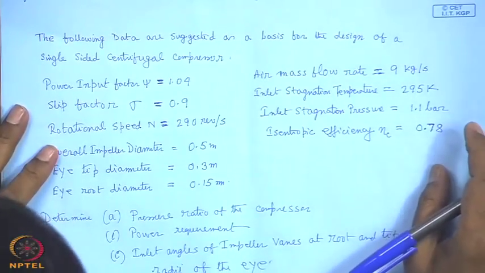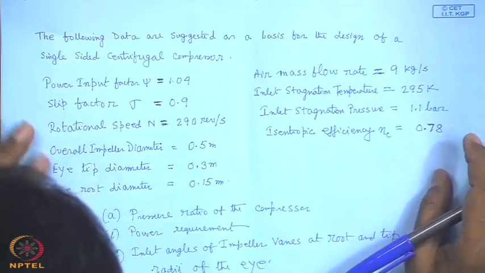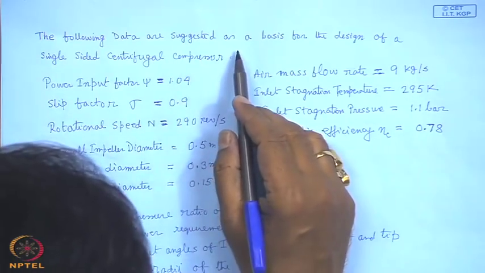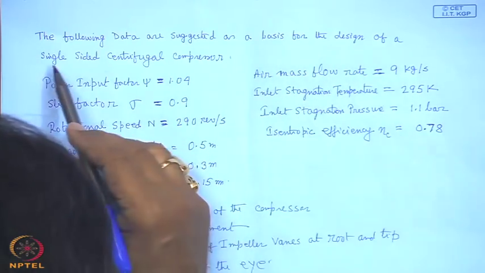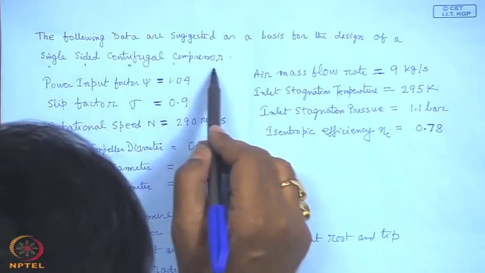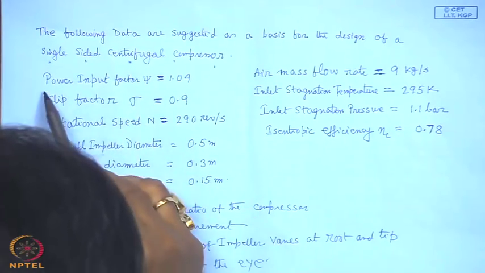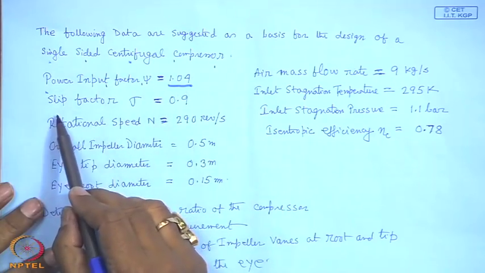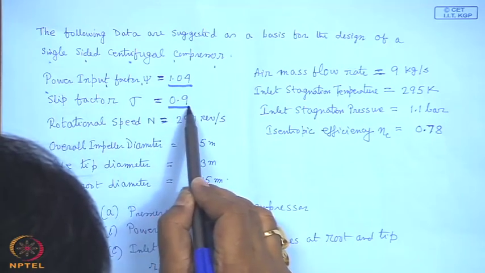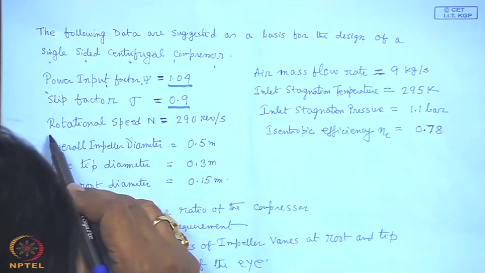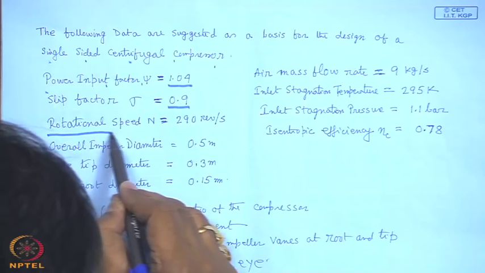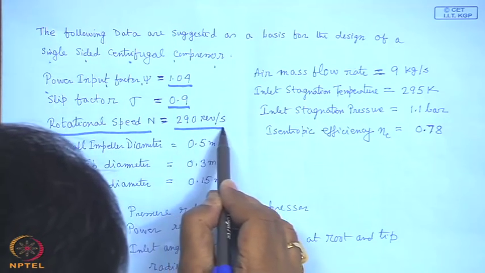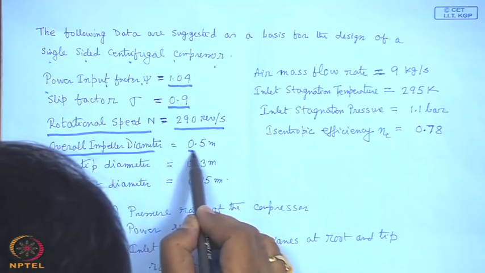before I leave you. Another problem is this one. Let us consider a problem like this. The following data are suggested as a basis for the design of a single-sided centrifugal compressor. Single-sided. Power input factor is 1.04. Slip factor 0.9. Almost a similar problem to the one we discussed earlier. Rotational speed is 290 revolutions per second. Overall impeller diameter is 0.5 meter.